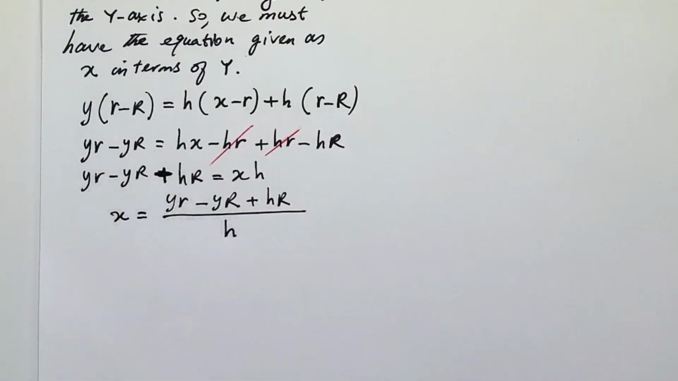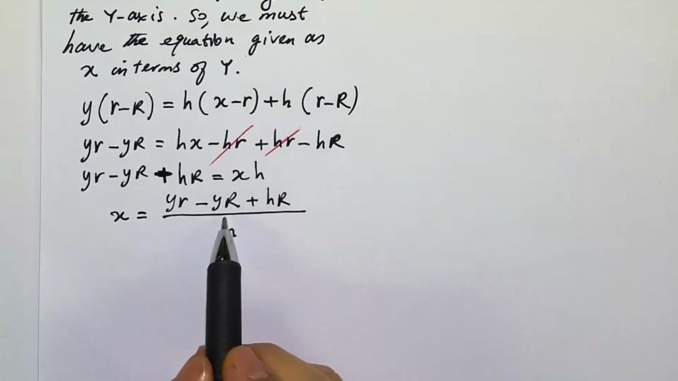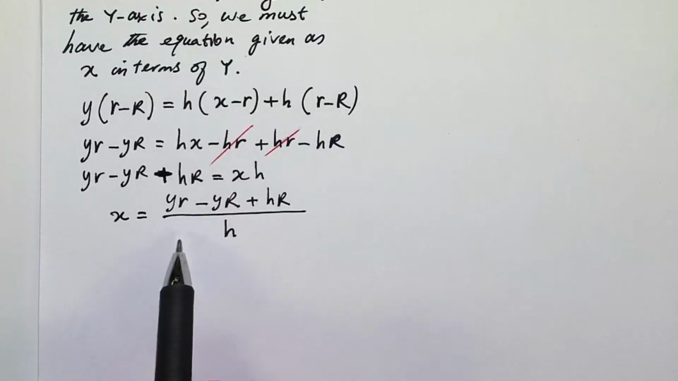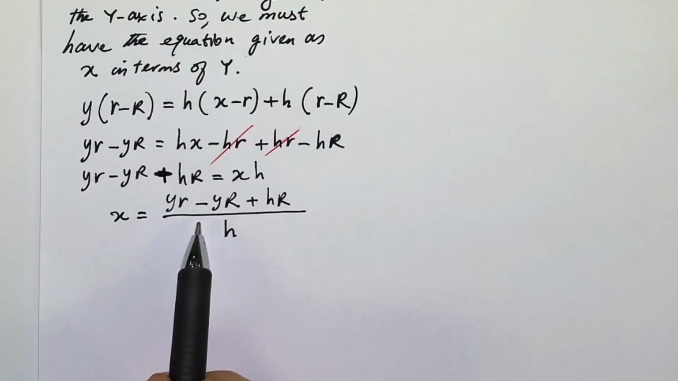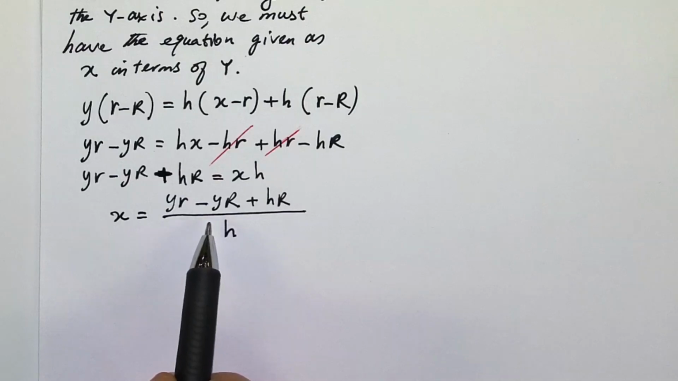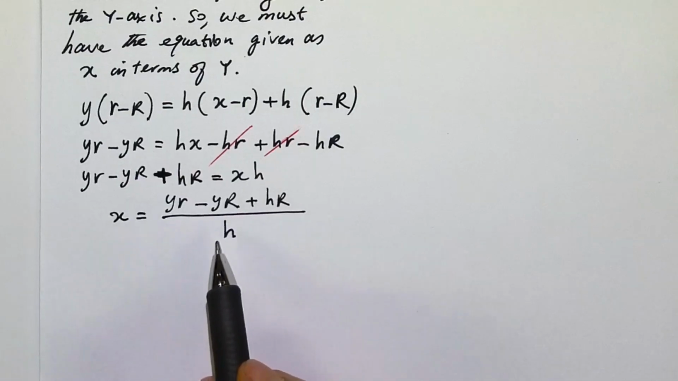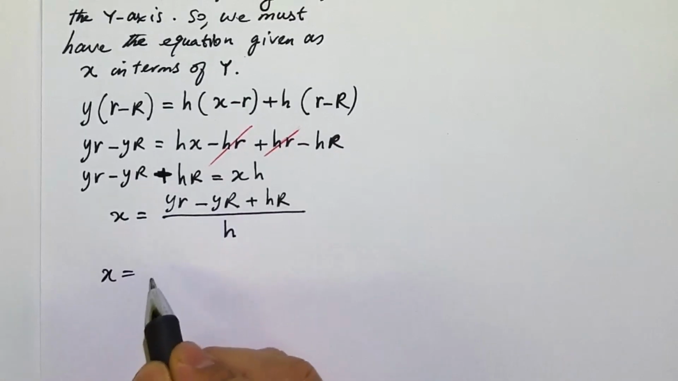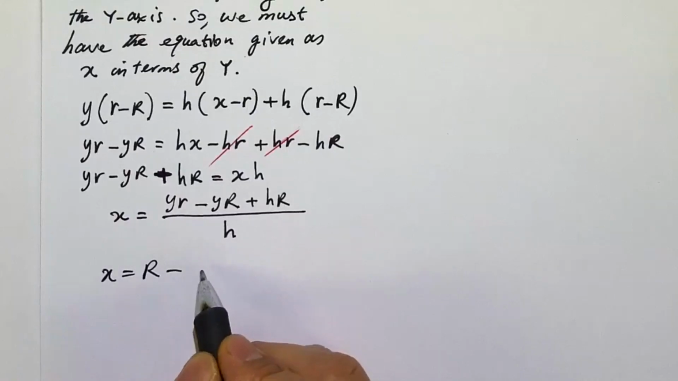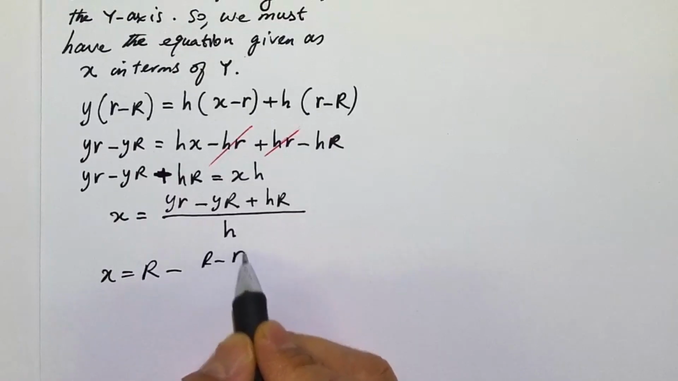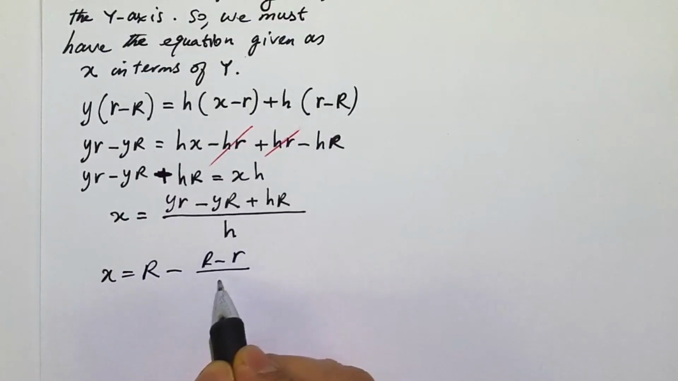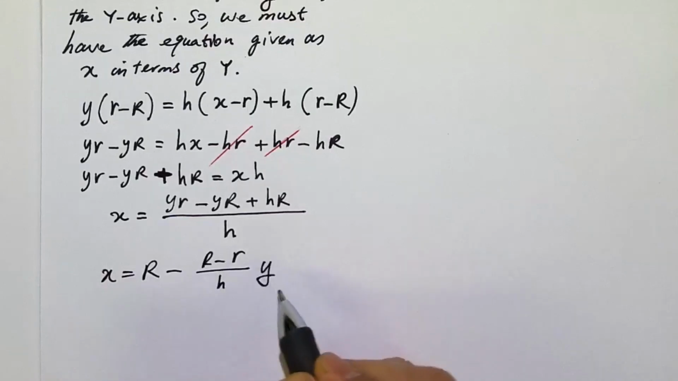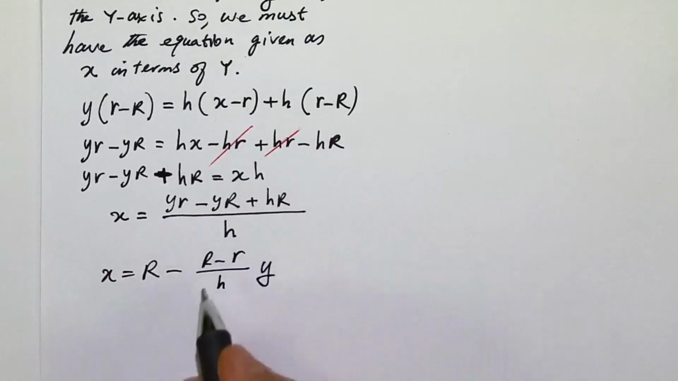Okay, so now if we simplify this a little further, let's simplify this a little bit. We end up with capital R, that, y. Okay, so like that.